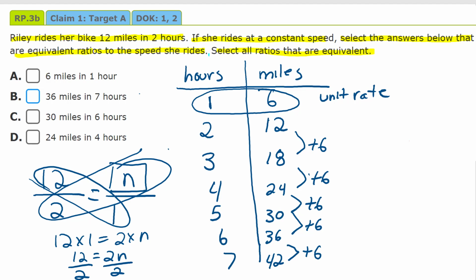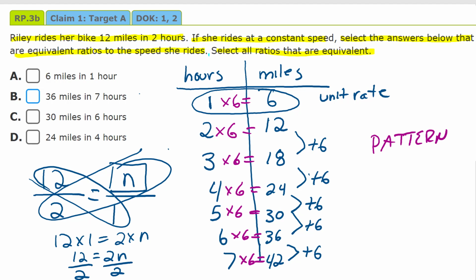What we see as a pattern throughout this is that we could be multiplying the hours by 6, and that also gives us our answer all the way down this table. So 5 times 6 is 30, 6 times 6 is 36, and 7 times 6 is 42. So this is a pattern that we've used. So now let's go and compare to our problems.